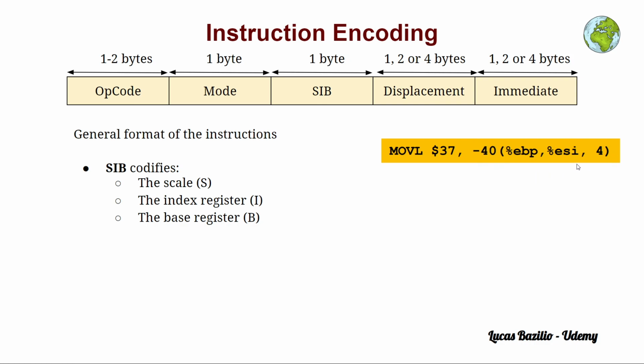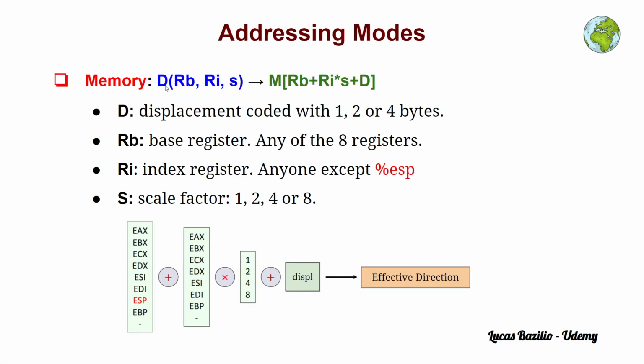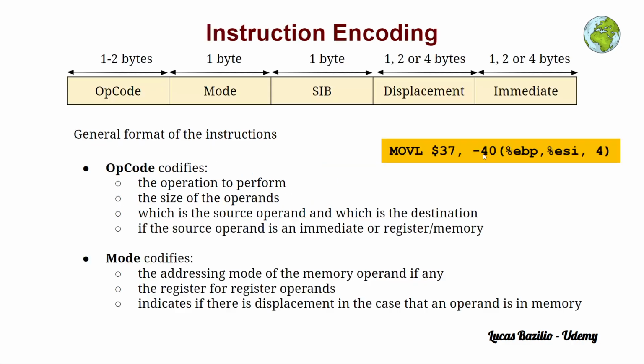Well, we already studied this before. Remember, this is the syntax and this is the memory location that we access. So if we follow this syntax, the displacement here is minus 40. The base register is the register EBP. The index register is the register ESI, and finally the scale factor is 4. So what we do with this instruction movl is move this immediate value into this position in our memory. This first mov references the action to move, and this L references the long word data type.